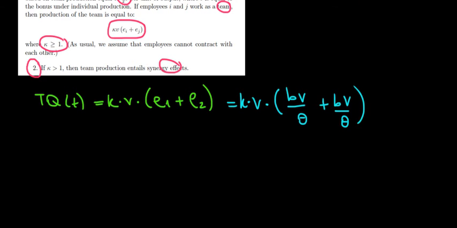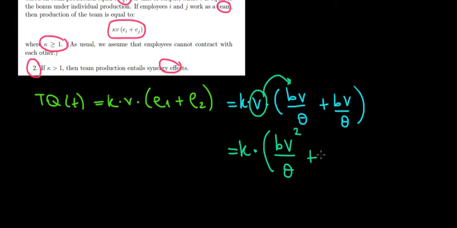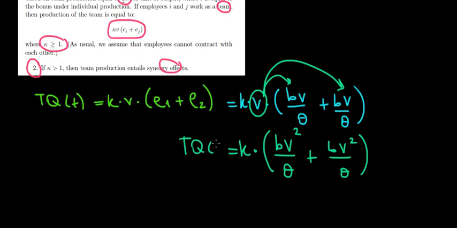Now, if we open the brackets over here, what do we have? What do we get? We will keep the K, and then V we will multiply with every term. We'll multiply with the first term so that we get B times V to the power of 2 divided by theta, plus we multiply it with the second term and we get B times V squared divided by theta. So that will be the total quantity produced as a team.